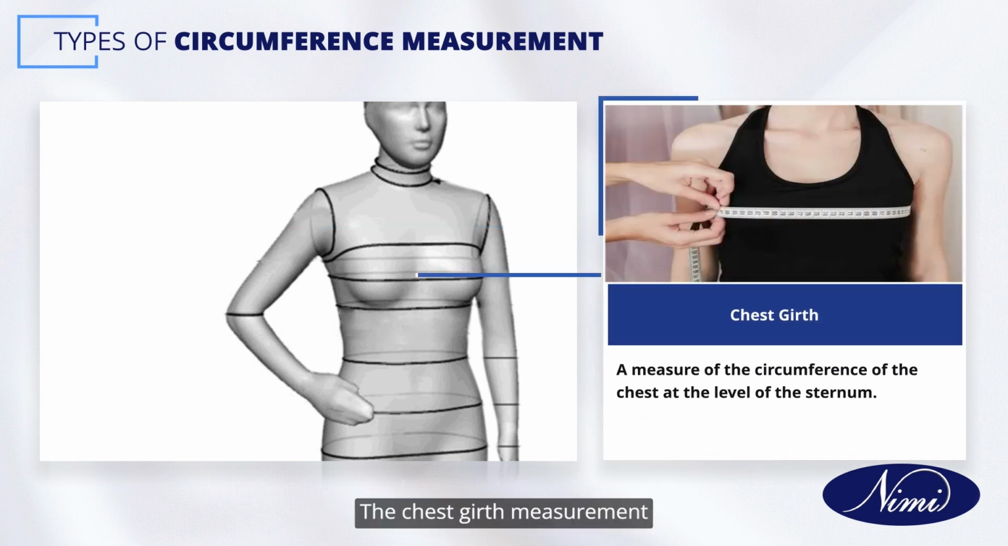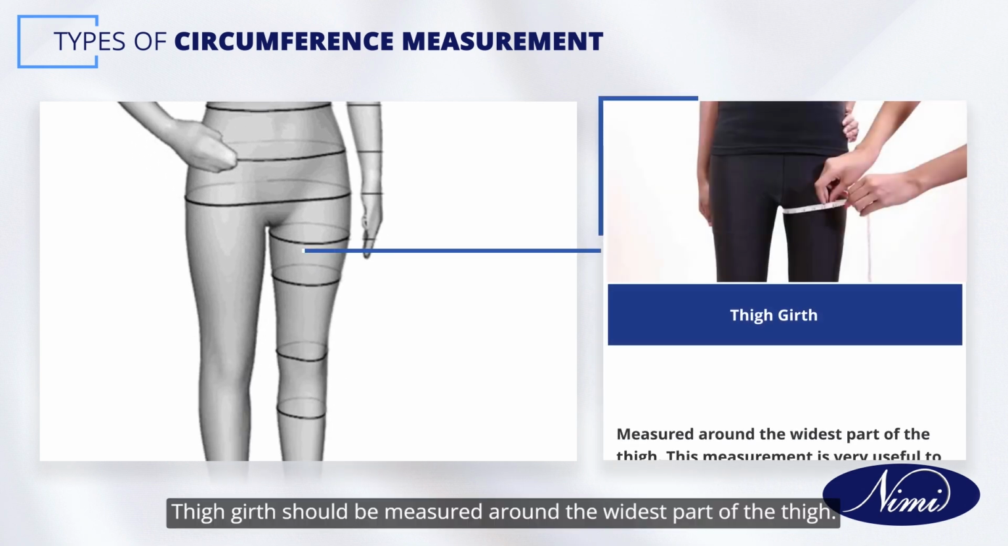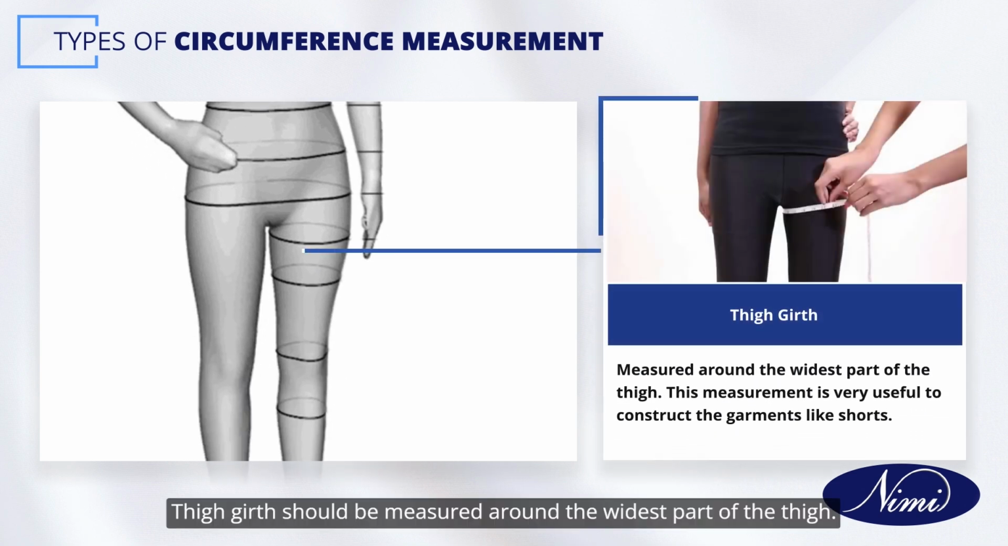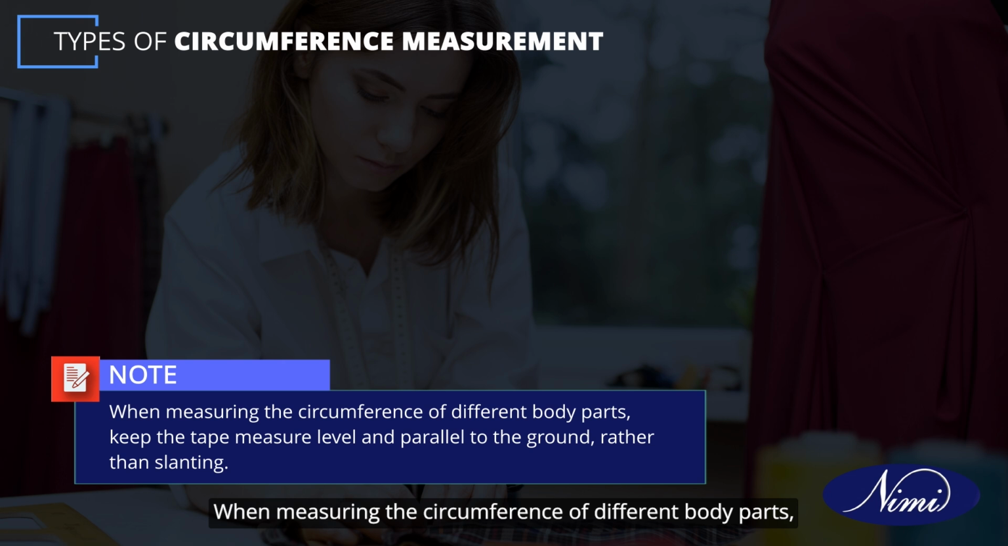The chest girth measurement is a measure of the circumference of the chest at the level of the sternum. Thigh girth should be measured around the widest part of the thigh. This measurement is very useful to construct the garments like shorts. When measuring the circumference of different body parts, keep the tape measure level and parallel to the ground rather than slanting.